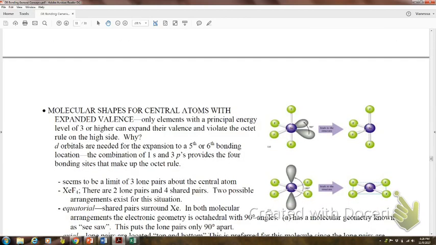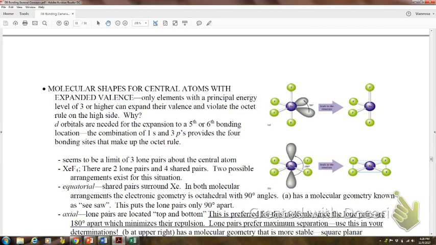So here are some molecular shapes for central atoms with expanded octets. Okay? So only elements, remember, above energy level 3, or 3 or higher, excuse me, can expand their octet. And so that's because they have those d orbitals, and so they can expand and have a 5th or 6th bonding site. The combination of the 1s and the 3p's provide the 4, and we're going to get to hybridization next week. We're not going to do it until I get back.